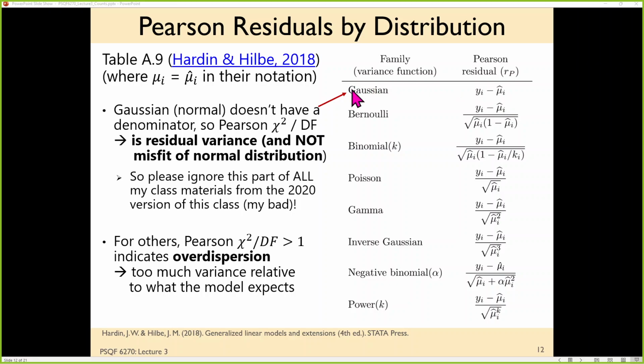So the first time that I taught this class, I did not realize this, and I used this number to judge the fit of normal distributions incorrectly. Oops. So that was the 2020 version. So if you see that anywhere in like old slides, just disregard it. I screwed it up. I'm sorry, I'm imperfect.